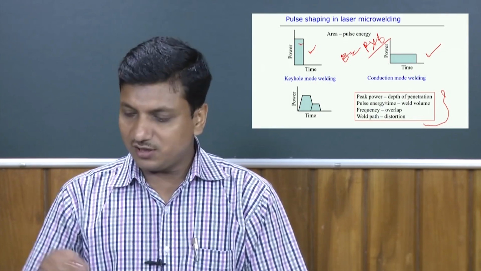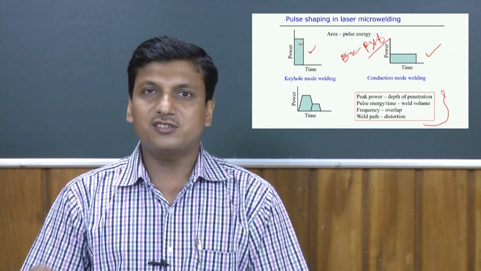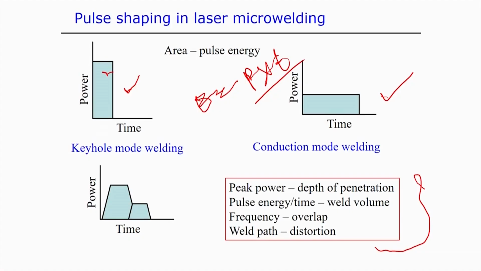So, these are the parameters and how sensitive they are to the different conditions, where we desire either high depth of penetration, or a large volume of material, maybe conduction mode, or if there is a need for overlap, or if we want to control the distortion. For all these purposes, we should effectively use different shapes of the pulse, or different laser parameters we can control, and link them according to the requirement.